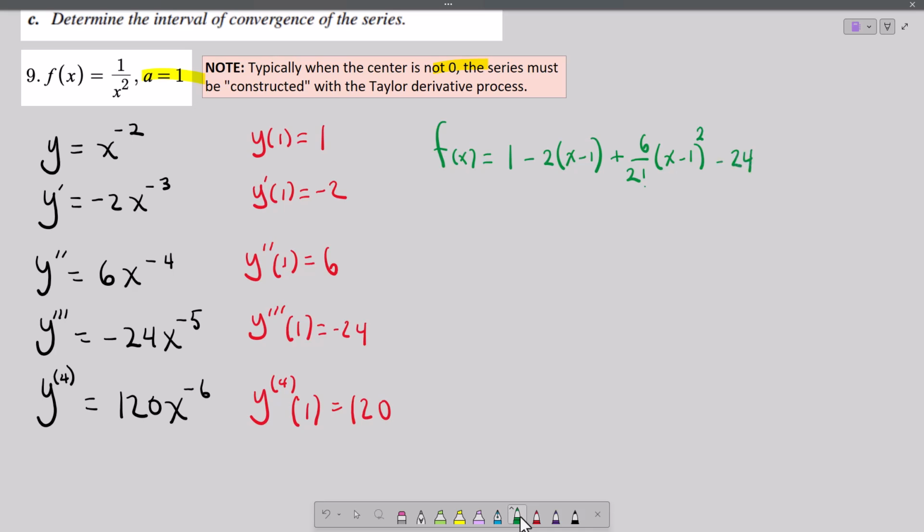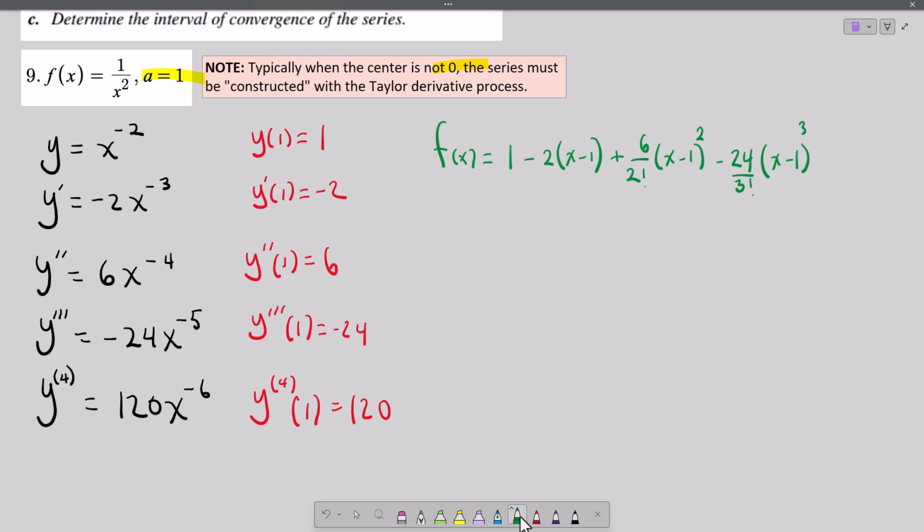Minus 24 divided by 3 factorial, x minus 1 cubed. There's our best cubic approximation. That's the best cubic, and this asks for 4 non-zero terms. Actually, we went a little further than we had to go. We don't need the 4th derivative, we just need the 3rd derivative, because that gives us 4 terms.